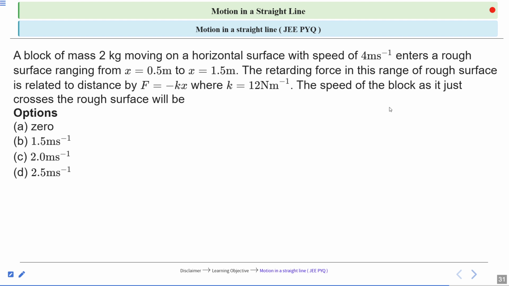So in this question, you have to find out the speed of the block. Given options, option A is 0, option B 1.5 meter per second, option C 2.0 meter per second, option D 2.5 meter per second. Which one is correct? Think about it.